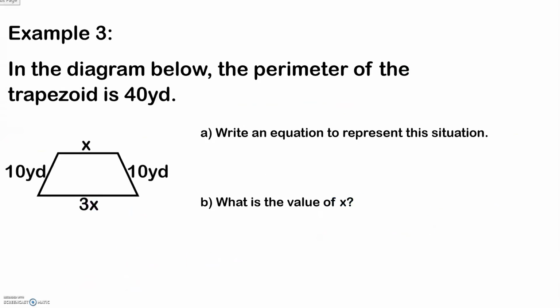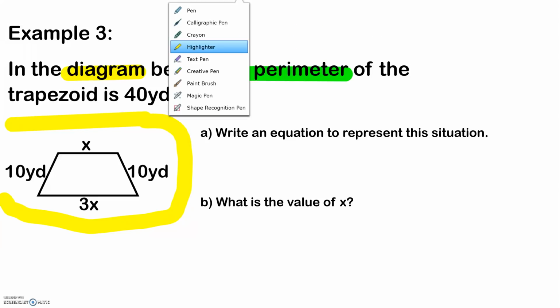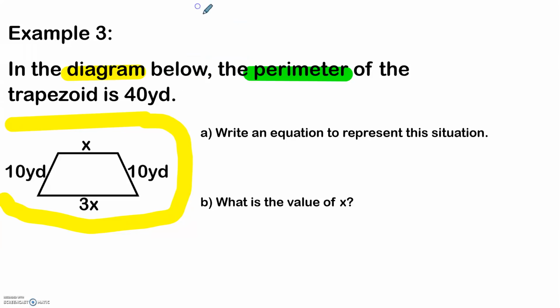We're now going to take a look at example 3. Highlight any important information. So in example 3, we know that they're talking about the diagram. That is going to be this image here. And they say the perimeter. Now what you got to know is perimeter is the distance around a shape.